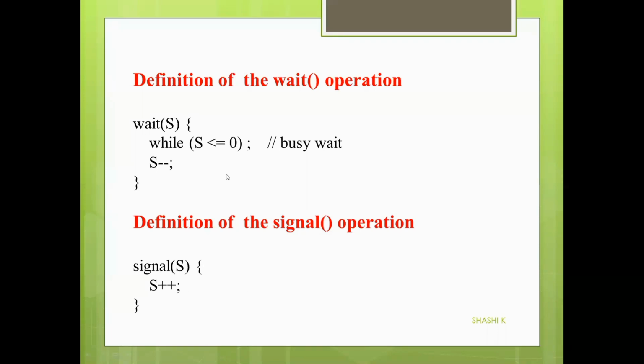In wait, the process checks if the value of the semaphore is equal to 0 or less than 0. If that is false, then it reduces the value of the semaphore by 1. In the signal operation, it increases the value of the semaphore by 1.